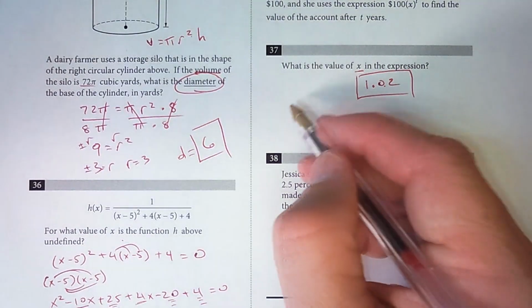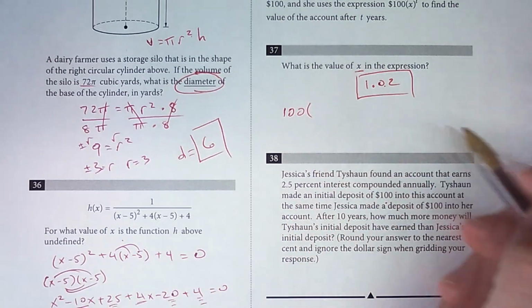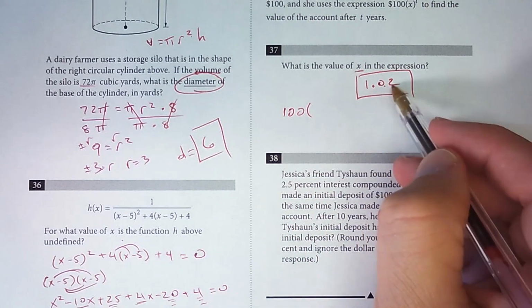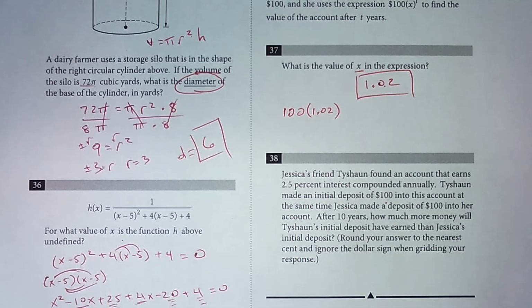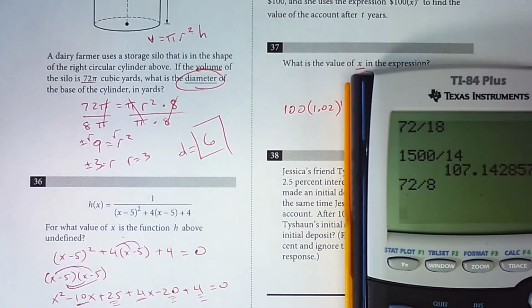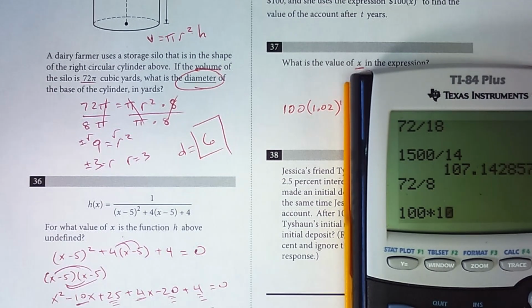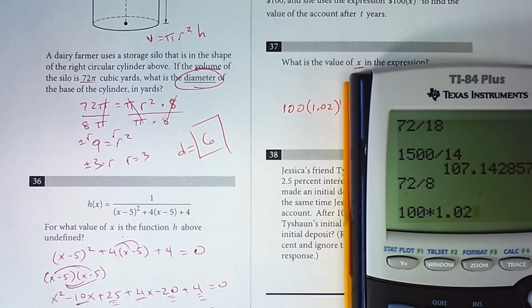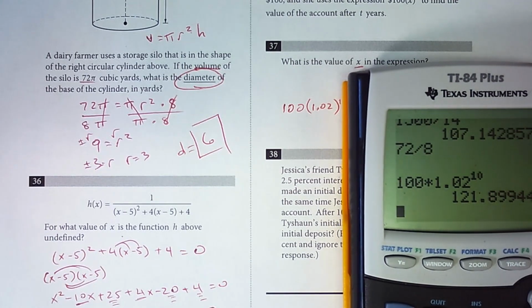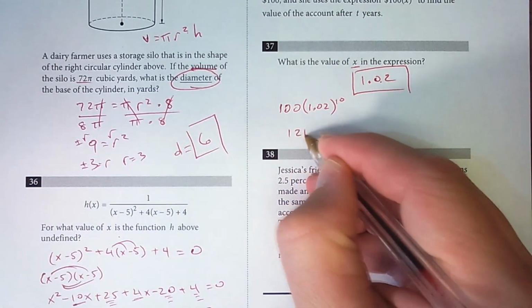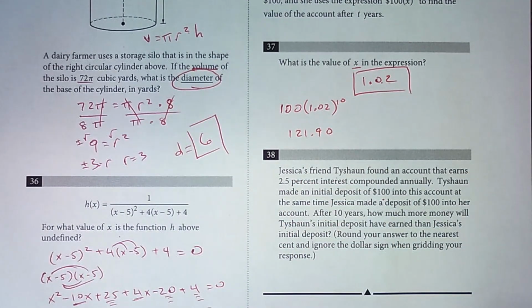So for Jessica, she put in $100 and has an interest rate of 2%, so it's 1.02, and we're talking about after 10 years. So let's see how much money she had after 10 years. 100 times 1.02 raised to the 10th power. She had $121.90. Okay, so that's what Jessica had after 10 years.